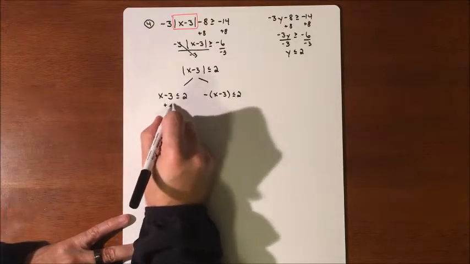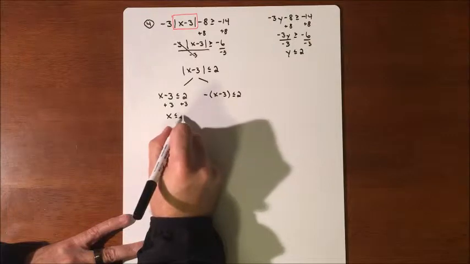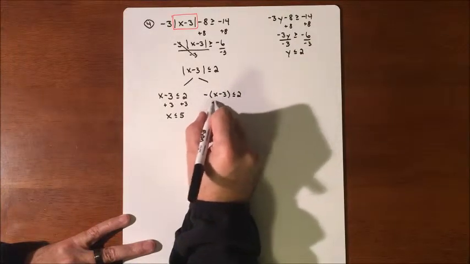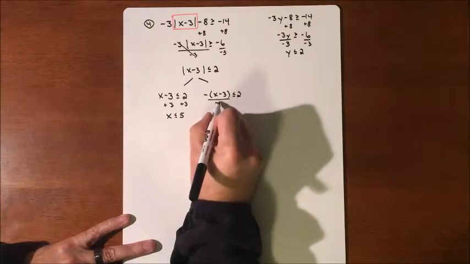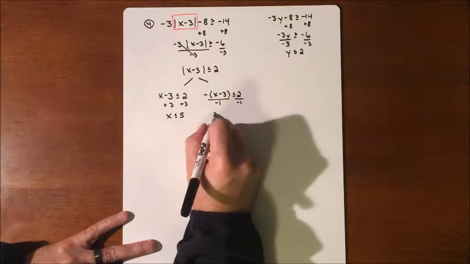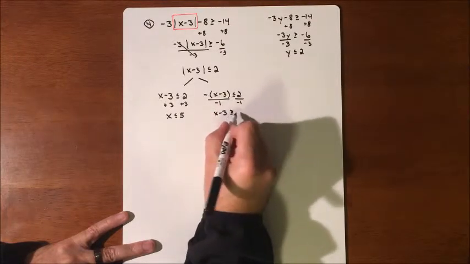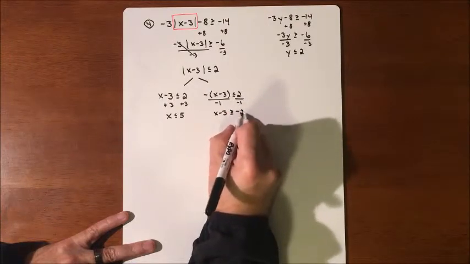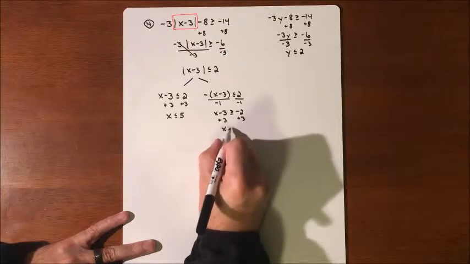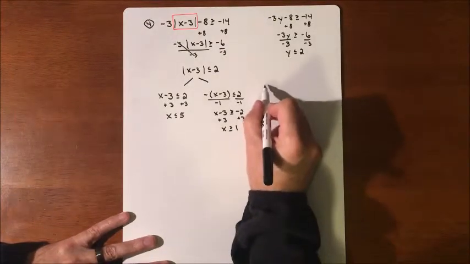So here, add 3 to both sides. x is going to be less than or equal to 5. And again, we could distribute that negative in because of the parentheses, or we could just divide both sides by a negative. So that would be an x minus 3. This inequality is going to change to a greater than or equal to. That'll become a -2. Add 3 to both sides, and x is going to be greater than or equal to 1. So let's get a visual.